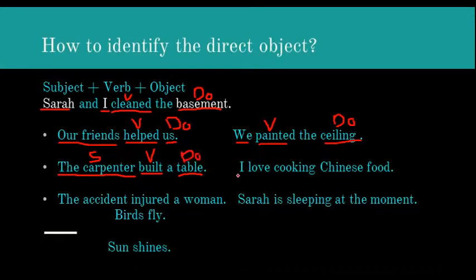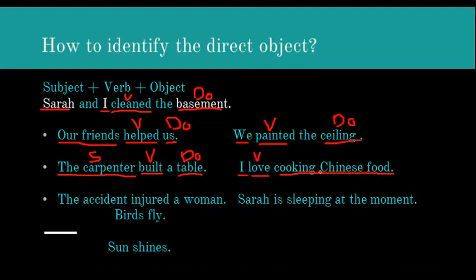Next example, I love cooking Chinese food. In this sentence, I is the subject. Now we have to identify the action verb. And in this sentence, the action verb is love. We are following two steps. Find the action verb, then ask whom or what. So love what? Cooking Chinese food.